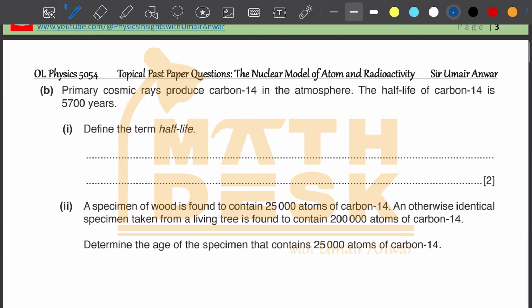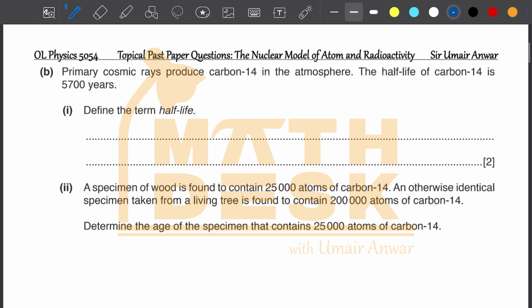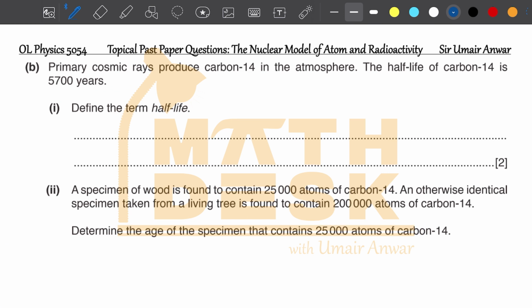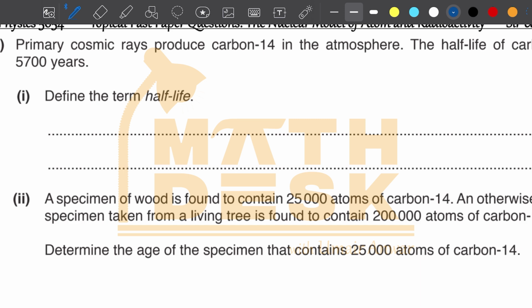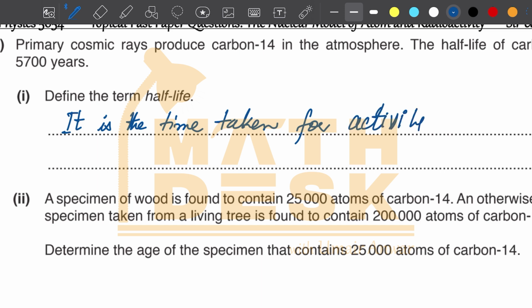Okay. The next part says primary cosmic rays produce carbon-14 in the atmosphere. The half-life of carbon-14 is 5700 years. Define the term half-life. So it is the time taken for the activity or count rate to half, or the number of radioactive nuclei to half. So I'm writing the first one: it is the time taken for the activity to half.